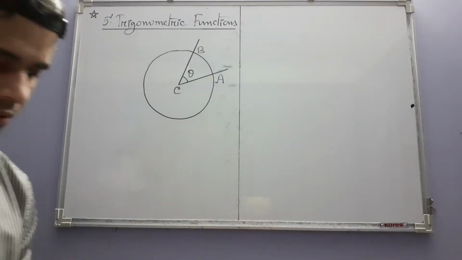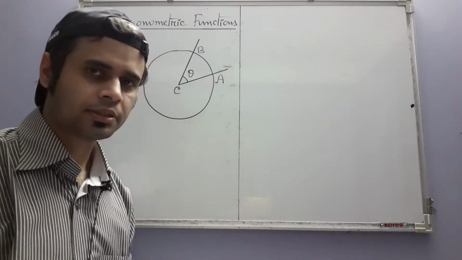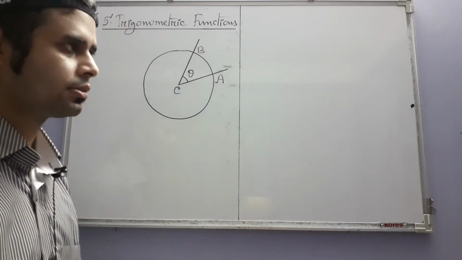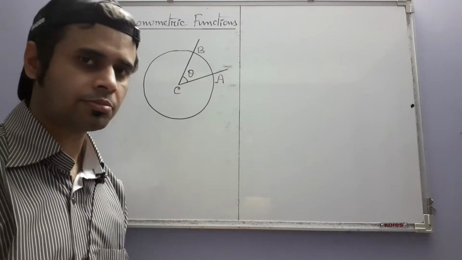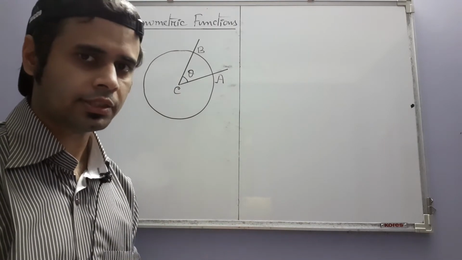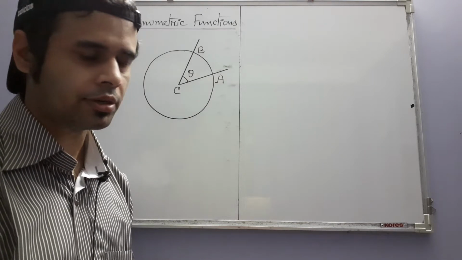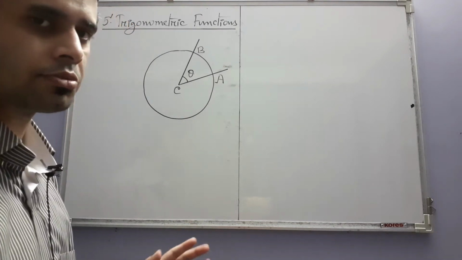Okay, so we are now going to start the fifth section, trigonometric functions. In this section, we are going to review radian measure, trigonometric functions, their periodicity, and some basic trigonometric identities. These are the things we are going to see.